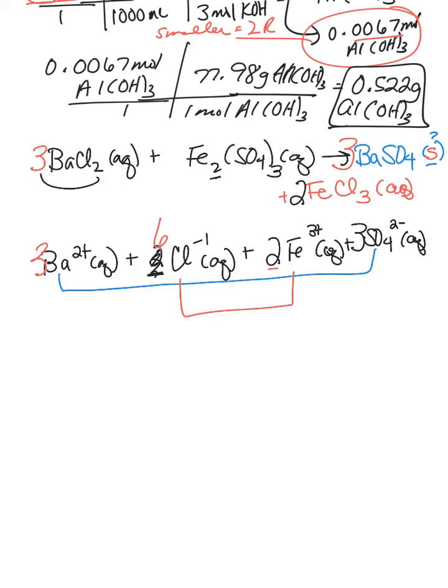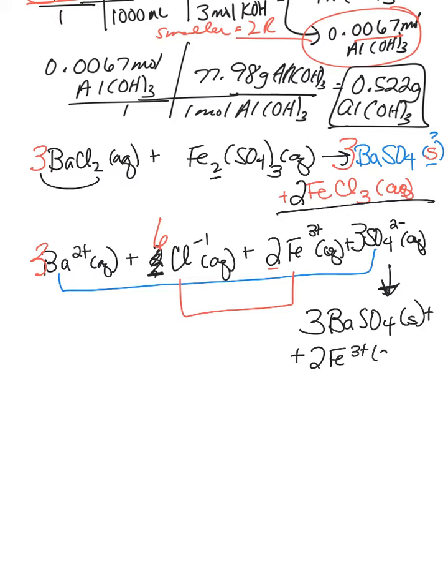We get still 2 irons, 3 sulfates, and then in our product we're going to keep the barium together, barium sulfate, because it's a solid in our ionic equation. And then our ions are 2 iron 3+ aqueous, and 6 chlorides aqueous. So that's our balanced ionic equation.